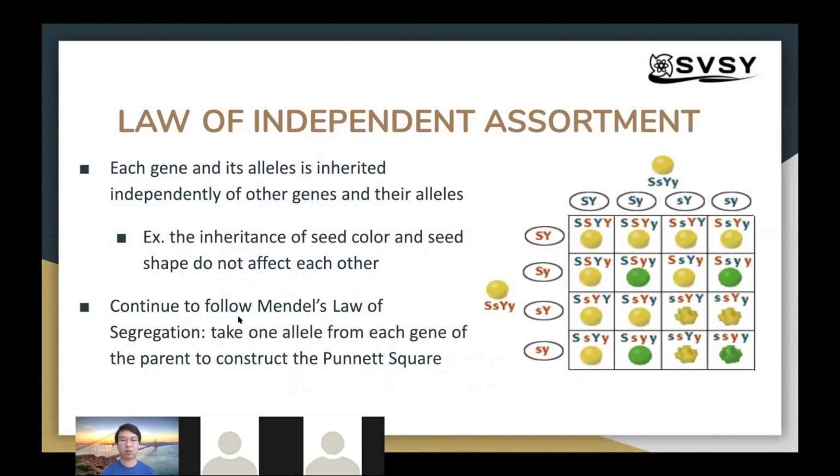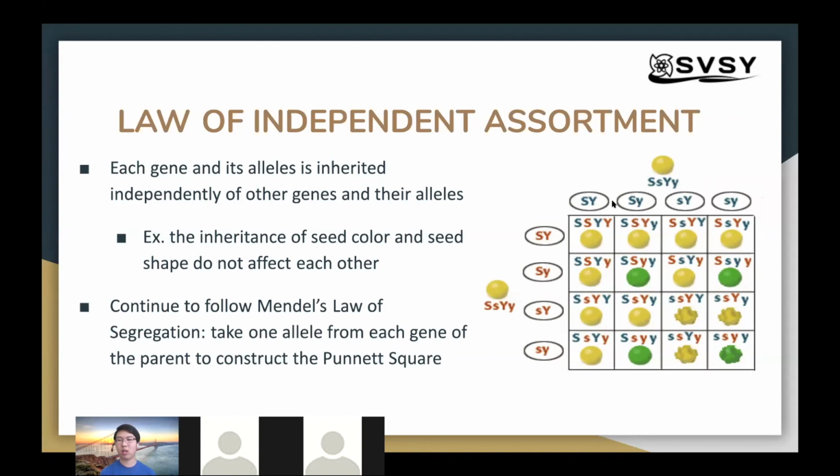So that's why we're going to continue to follow Mendel's law of segregation. In essence, what we have here is just two monohybrid crosses on top of each other. So we're going to take one allele from each gene of the parent, right? So the parent here is, if we just look at this seed shape, we have big S and little s. We're going to take one allele from each gene of the parent. So big S, then little s, and same thing for this other parent, big S and little s. And we're going to take one allele from the other gene we're considering, which is the seed color. So that's Yy here. So we take big Y and little y, and big Y and little y.